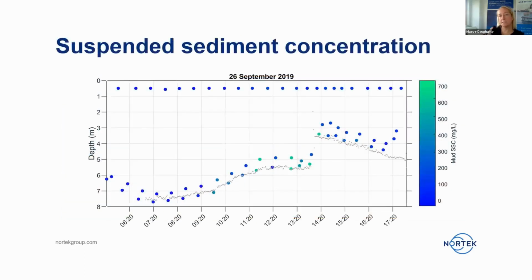So this is the suspended sediment concentration plot. Here we have depth on the vertical axis, time on the horizontal axis. This is about a 13-hour period, and mud suspended sediment concentration in milligrams per liter in the color bar. And so you can see in this example, the higher concentrations reside near the bed. On the next slide, we'll be zooming in on this 30-minute window right here.